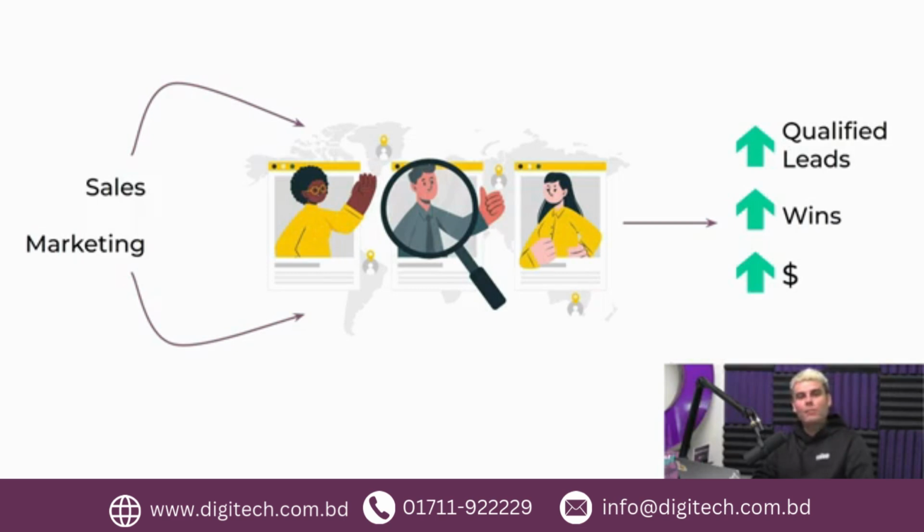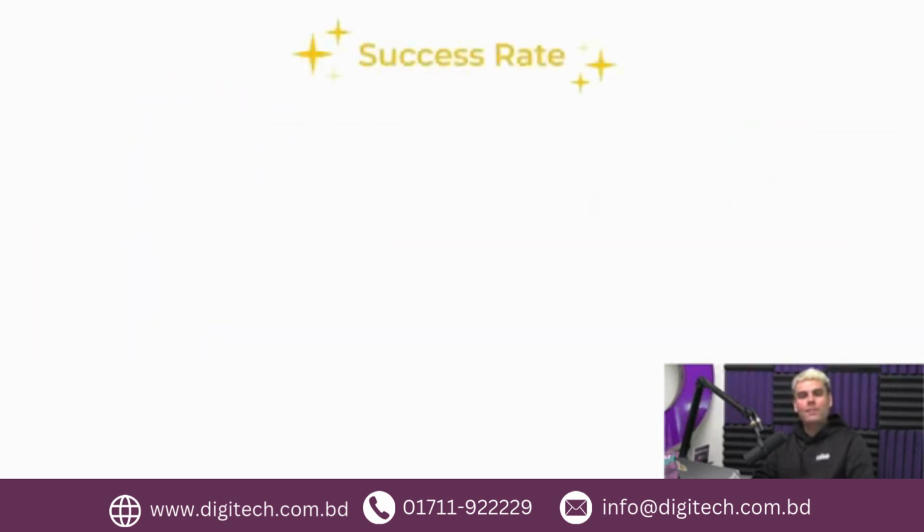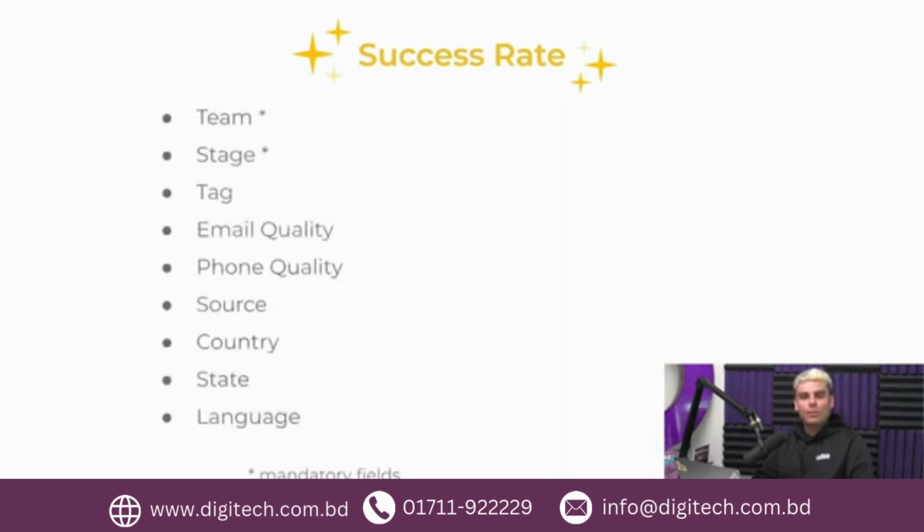And why? Because we sometimes refer to a lead score as its success rate, which is the probability of success for this opportunity. Now, the success rate is calculated based on the successes and failures, or wins and losses if you remember, of the related opportunities in your CRM. So Odoo takes into account any of these key variables when calculating the success rate. Team and stage are mandatory fields as well, meaning they always are taken into account. From the rest of the list, you can choose which ones are relevant to your company.